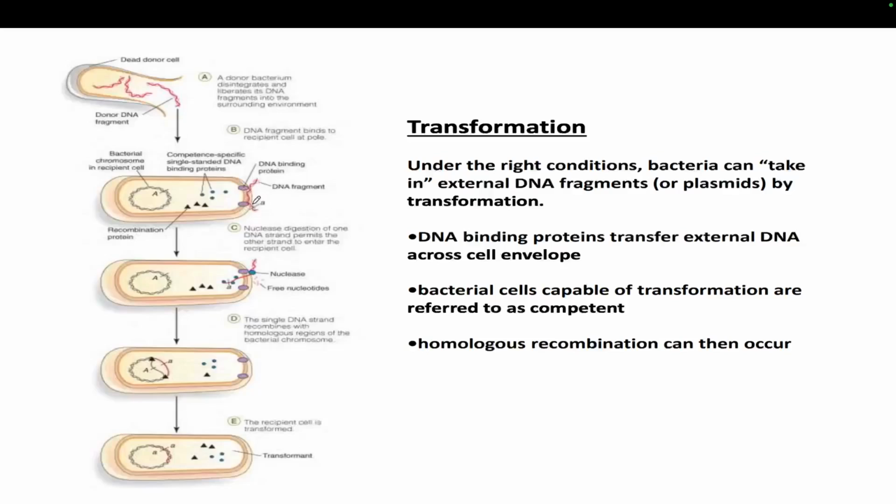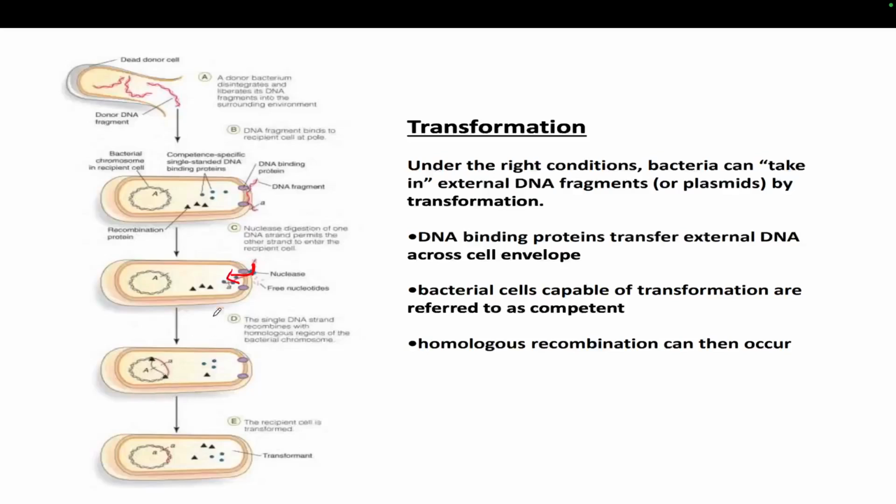Then nuclease digestion of one DNA strand permits the other strand to enter the recipient cell. What is happening here: when the two strands attach to the cell surface, only one strand will go inside. The other strand will be digested on the surface of the cell because of nuclease activity. Because it is free, it is degraded and only one strand will go inside. This single-stranded DNA now recombines with the homologous region of the bacterial chromosome.